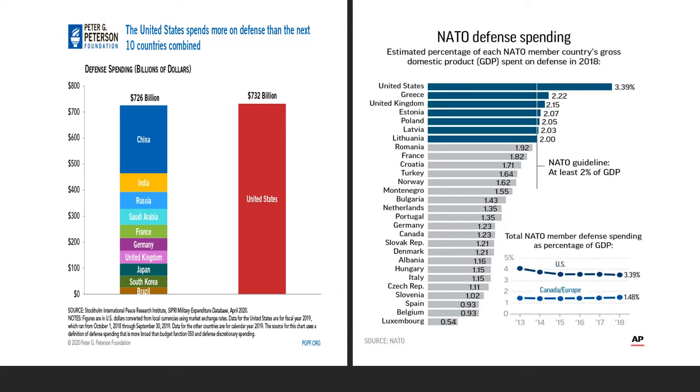In fact, we have to put China, India, Russia, Saudi Arabia, France, Germany, the UK, Japan, South Korea, and Brazil together, just to essentially balance out US defence spending. Put another way, over the course of 2019, the US spent $732 billion on defence, while these 10 countries spent $726 billion combined.